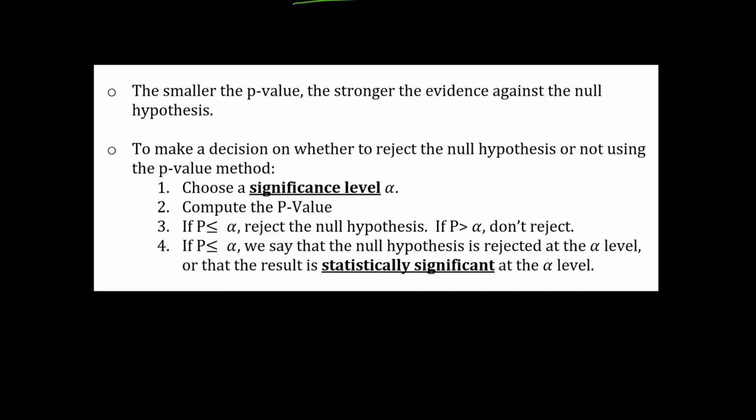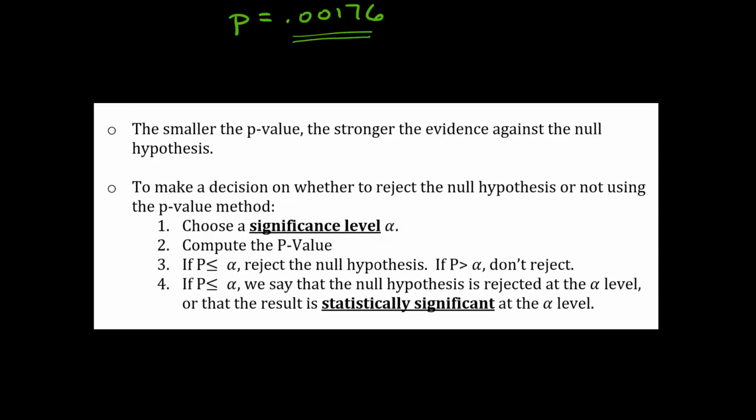And so again, we've got our p-value of 0.00176. And here's a general rule of thumb. The smaller the p-value, the stronger the evidence against the null hypothesis. So when researchers are doing these experiments, they're hoping to get p-values that are really close to 0, like what we have here. But technically, to make a decision on whether to reject the null hypothesis or not, these are the steps that you would go through. You would choose a significance level, and this is a cutoff or a threshold that the p-value must go under in order to reject the null.